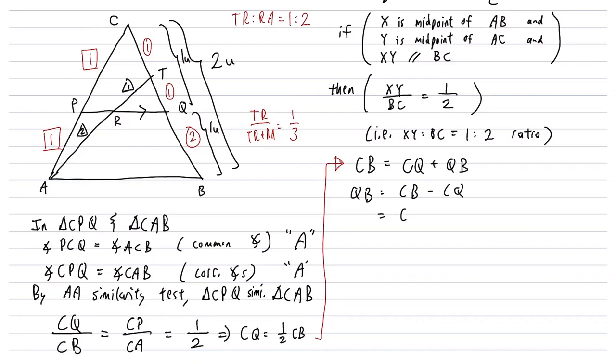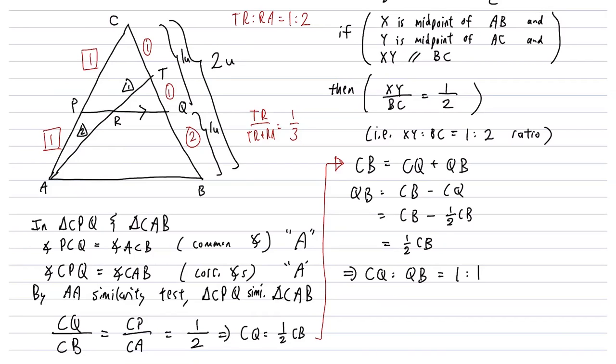CB minus CQ, right? And CB minus half of CB, because CQ is half CB. You can just substitute in here. Then CB minus half CB is just half of CB, right? So in this case, QB equals half times of CB. What can we conclude from that? If you look at the diagram, we realize that QB is half of CB. It's just saying the 1 unit to 2 unit ratio. This implies to us that CQ is to QB must be 1:1 ratio, right?